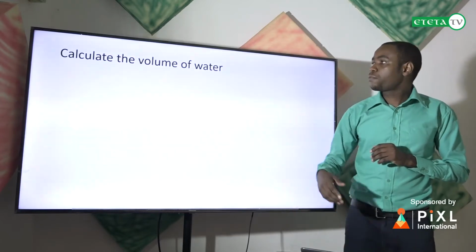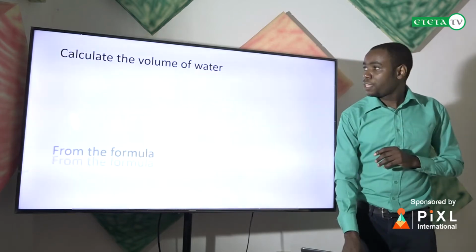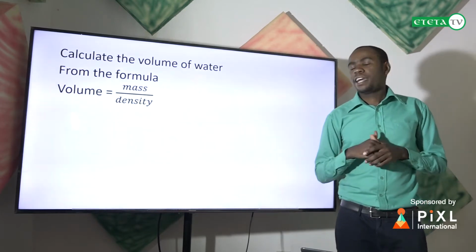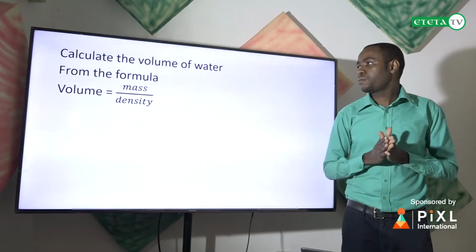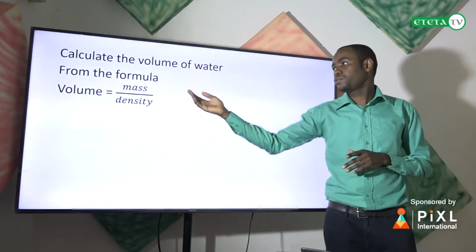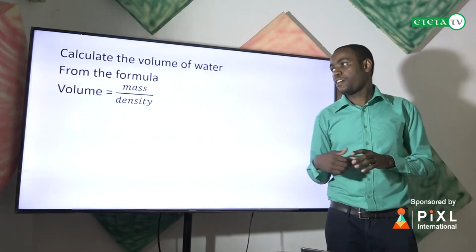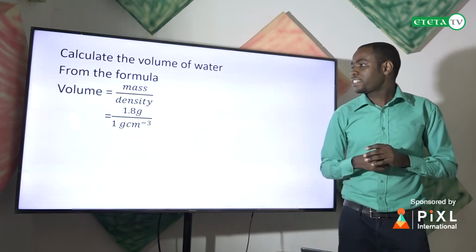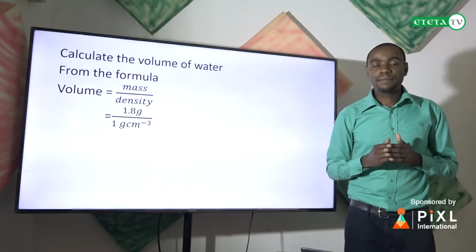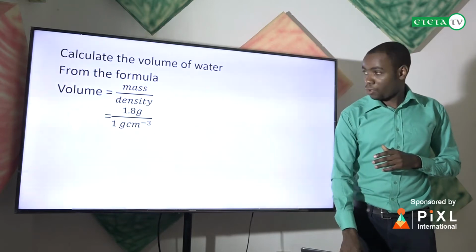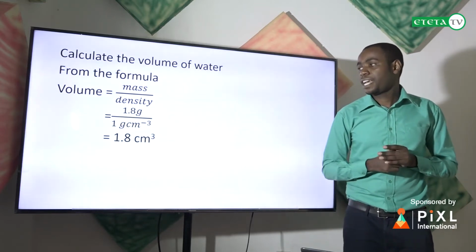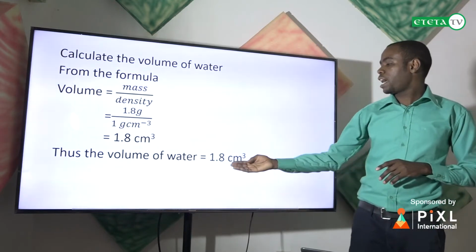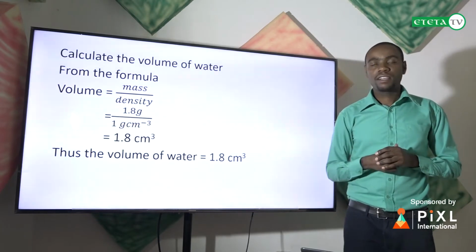Now, to calculate the volume of water, from the formula, volume is equal to mass over density. Here you have the mass which has been calculated and the density you have been given in the question. So it will be equal to 1.80 gram divided by 1 gram per centimeter cube. What you're going to obtain here is 1.8 centimeter cube. Thus, the volume of water is 1.8 centimeter cube.